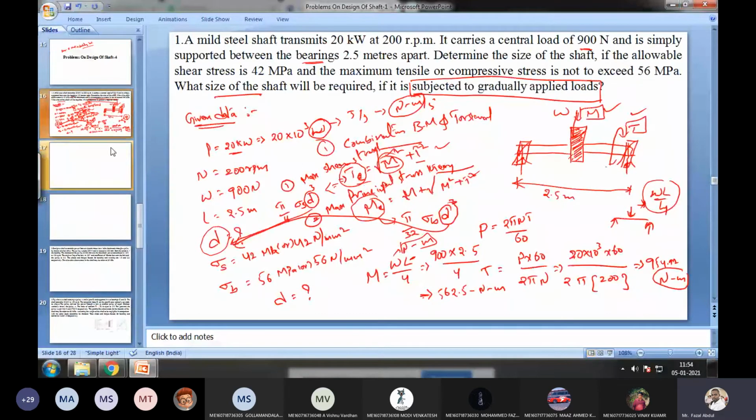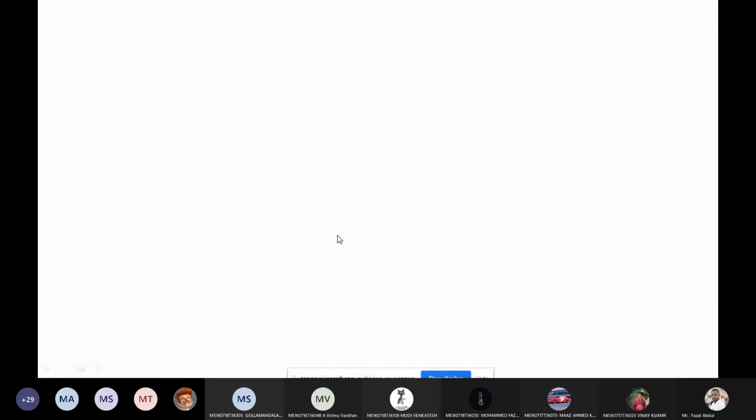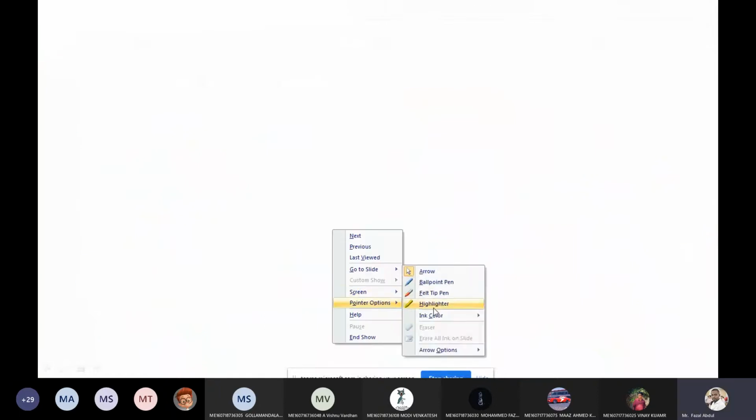M value, t value we calculated. Now, what is required to calculate the d value? Nothing else is required. It is enough. As per the maximum shear stress theory, I am writing the equation. Equivalent torque Te equals square root of m square plus t square.